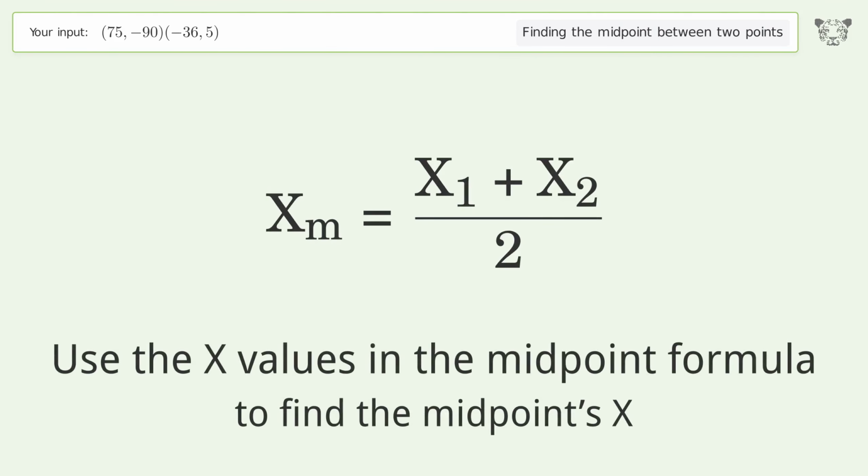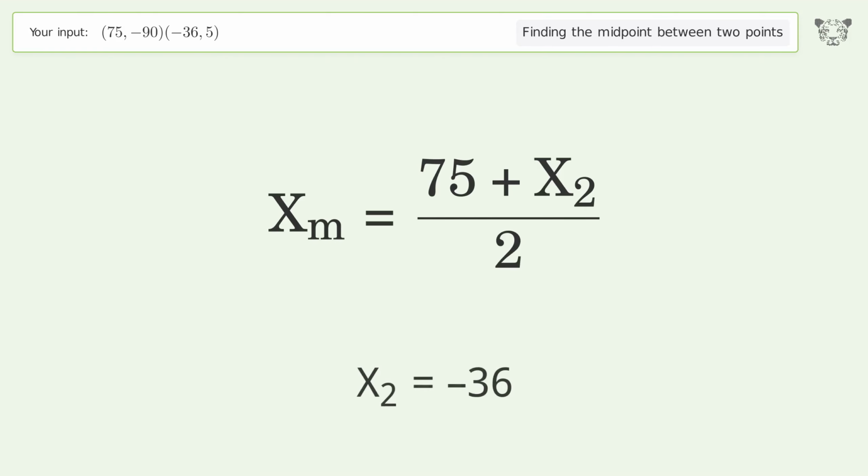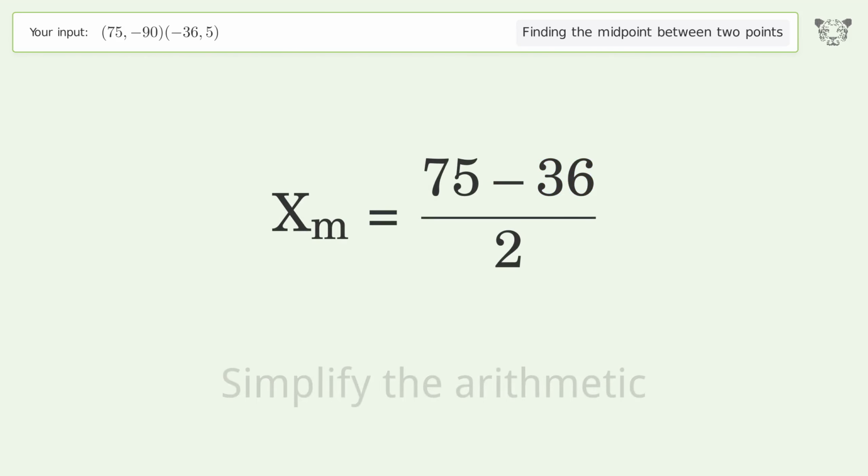Use the x values in the midpoint formula to find the midpoint's x. x1 equals 75. x2 equals negative 36. Simplify the arithmetic.